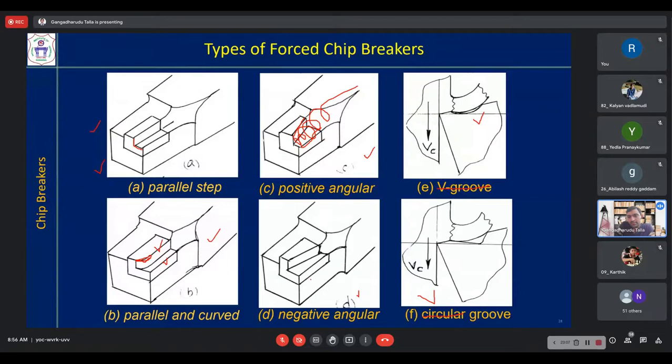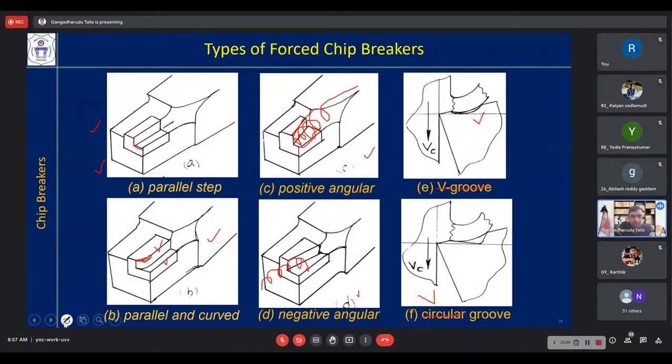Now the other case is a negative angular. So here the chip, suppose cutting at this location, is in contact with the workpiece. Now it will go into the machining zone towards the workpiece. The curled chip is going towards the workpiece. So if you think that operator safety is more important in that case, or the workpiece need not be protected against the chip, then in those cases you can go for negative angular chip breakers.